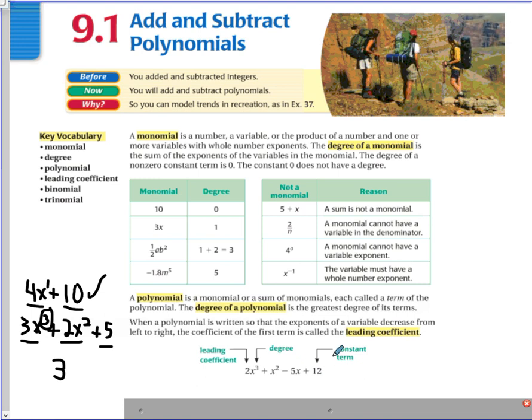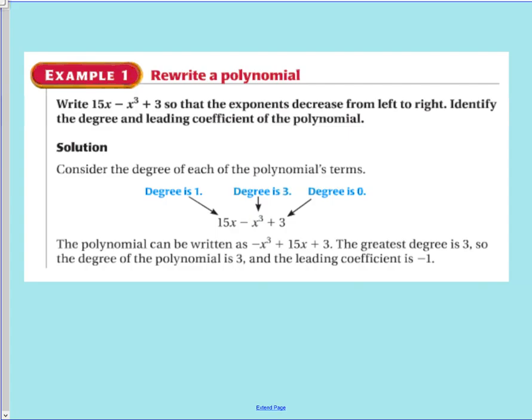All right. Now, one thing I want you to notice, I'm going to show you this in the next example, is how this is written. We always want to write our polynomials with our degrees, our exponents, in decreasing form, ending with our constant term. If you notice, this one has x cubed, then x squared, then 5x, and 12. Okay, I'm going to show you an example of that now. So we've got, it says write 15x minus x cubed plus 3. So the exponents decrease from left to right.